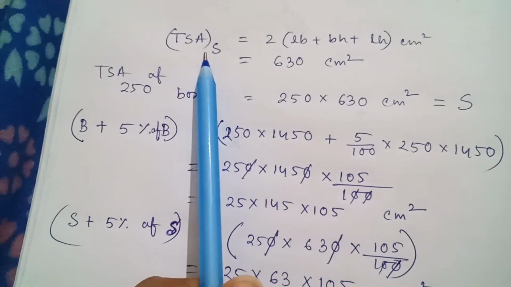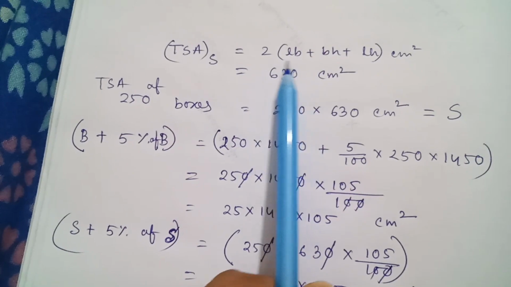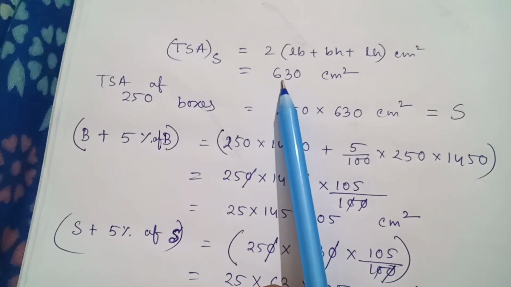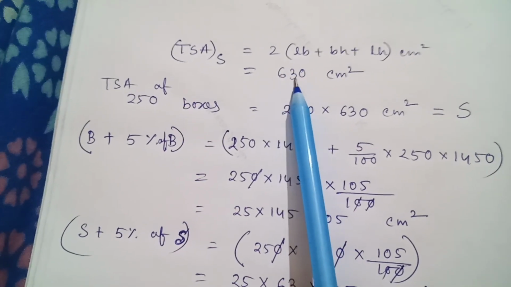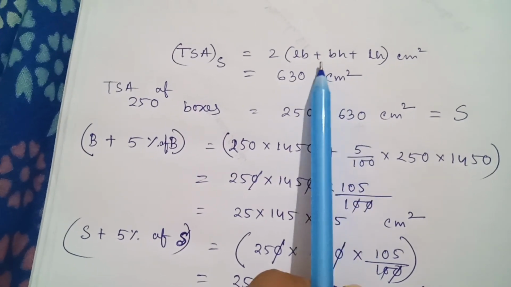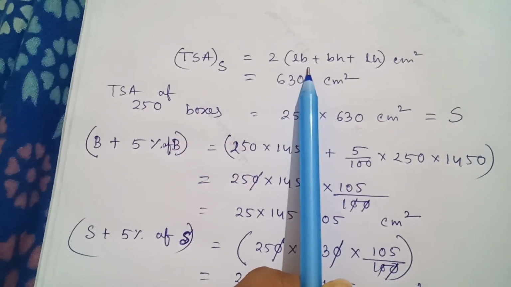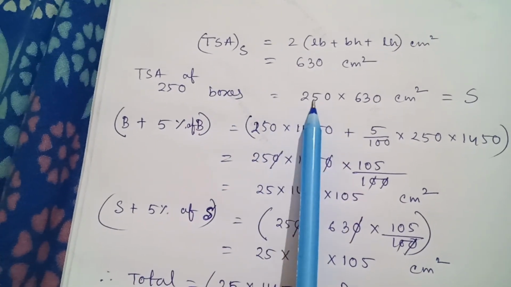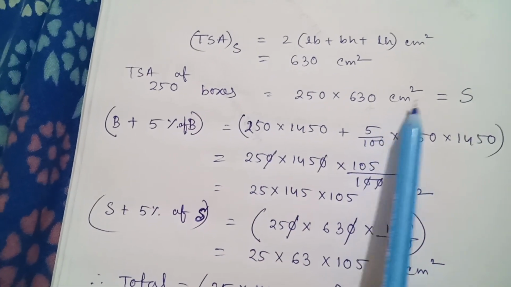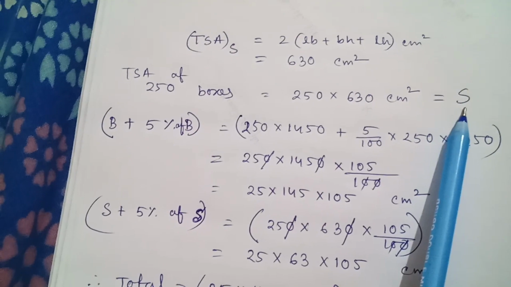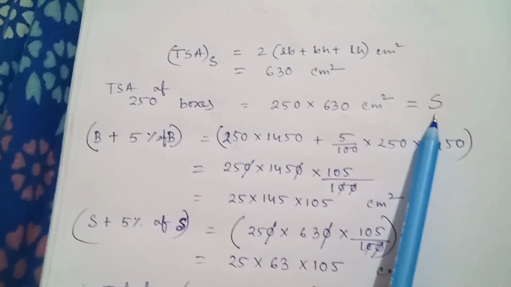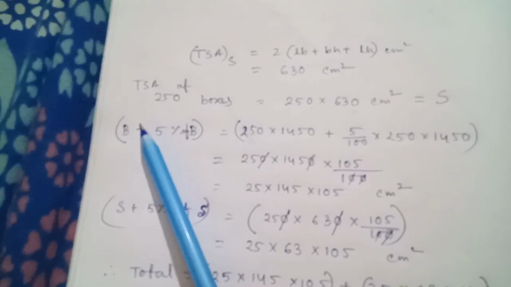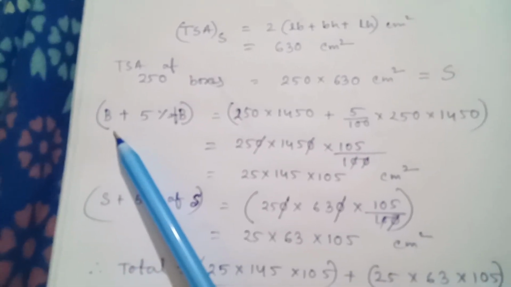Then TSA of one small box. The same way I have done the calculation and I have got the answer for this calculation as 630 centimeter square. You please check out this calculation once. Now TSA of 250 smaller boxes is equals to 250 into 630 centimeter square, and I have named it as S. Why I have named as S and B? Because of the easiness of writing many statements.